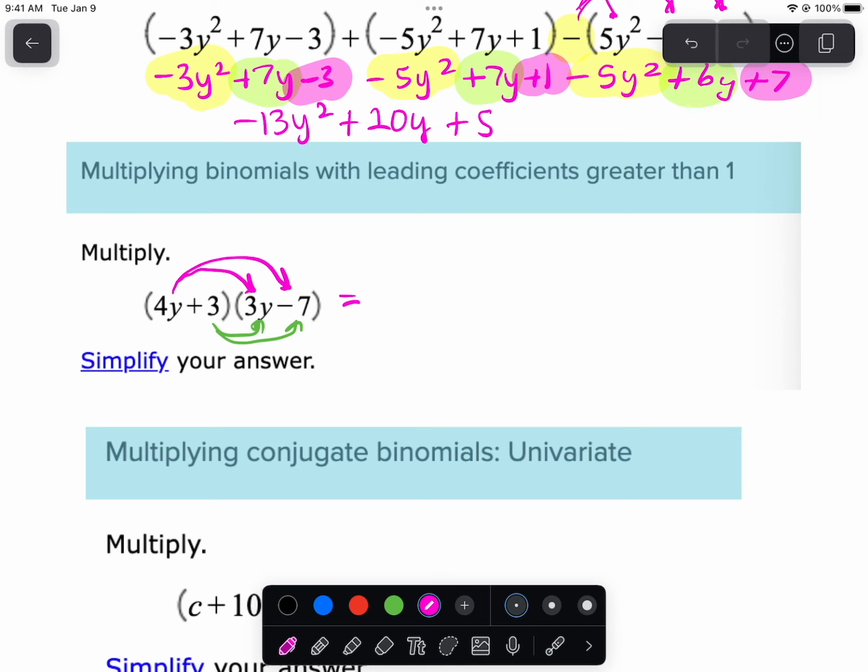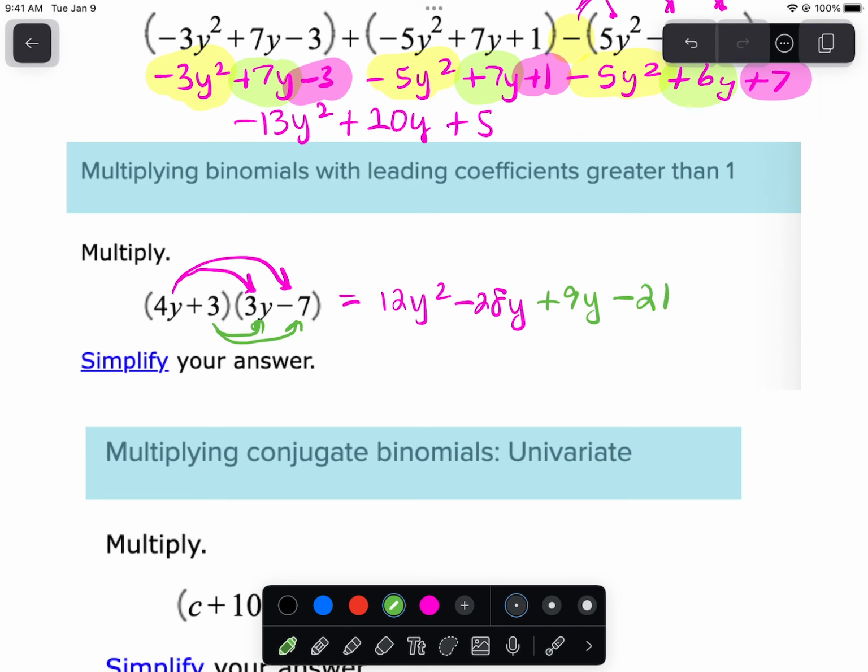So if I distribute the 4y to the second quantity, that's 12y squared minus 28y. Okay? Now distribute the 3. If the 3 had a negative with it, I would think about that as a negative 3. But I'm distributing the whole piece, the positive 3. And so when I distribute positive 3, I get 9y minus 21.